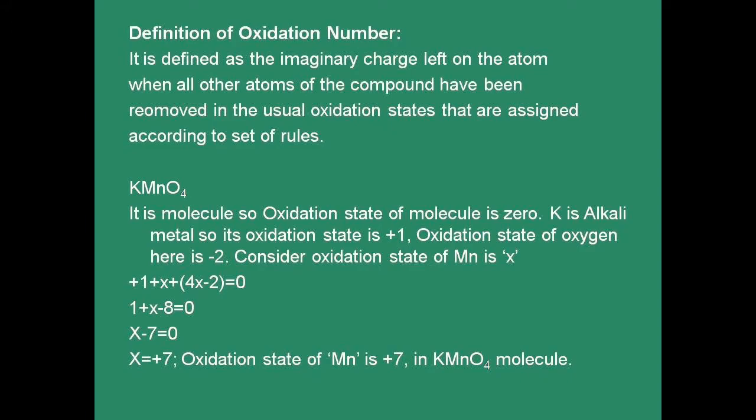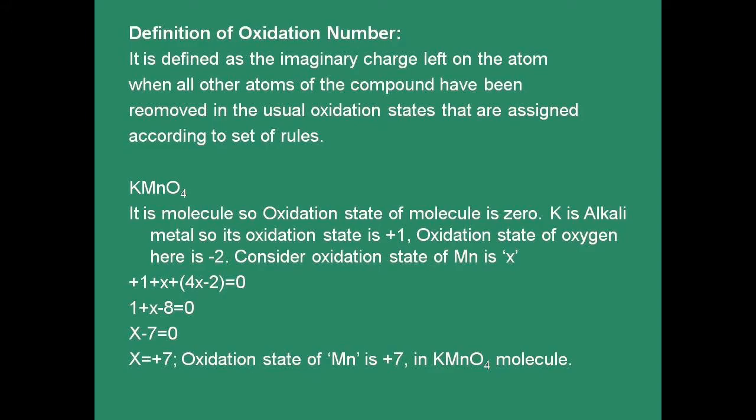Now see the calculation. We don't know the manganese oxidation number, so put X for manganese. Potassium +1 plus manganese oxidation number X plus 4 into -2. How many oxygen is there? 4 oxygen. 4 into -2 equal to 0. Why putting 0 here? It means KMnO4 is a molecule. On the whole, the oxidation number for a molecule is 0.